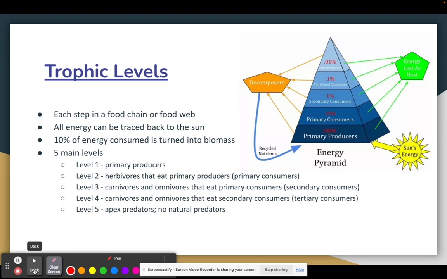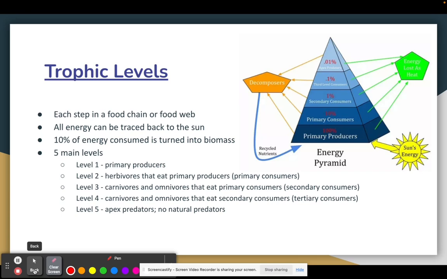So the energy pyramid is actually divided into 5 different levels. The first level, like I mentioned, is the primary producers, where all the energy can be traced back to the sun. The second level would be your herbivores that eat only the plants, so they eat only the primary producers. Let's use an example of a deer in this ecosystem.